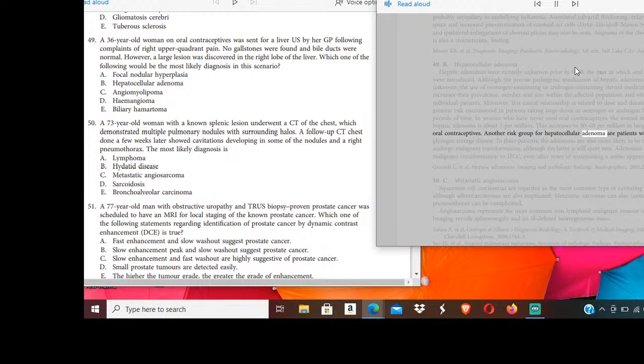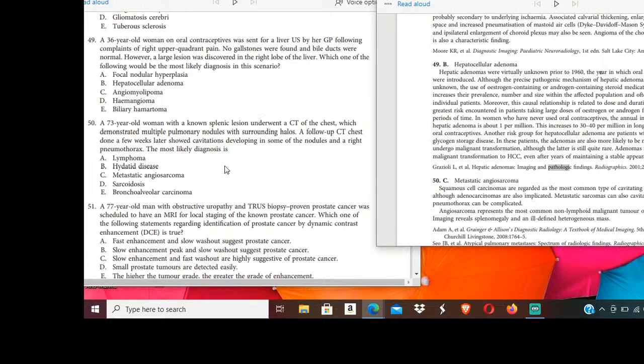Another risk group for hepatocellular adenoma are patients with type I glycogen storage disease. In these patients, the adenomas are also more likely to be multiple and to undergo malignant transformation, although the latter is still quite rare. Adenomas rarely undergo malignant transformation to HCC, even after years of maintaining a stable appearance. Grazioli L, et al. Hepatic adenomas, imaging and pathologic.